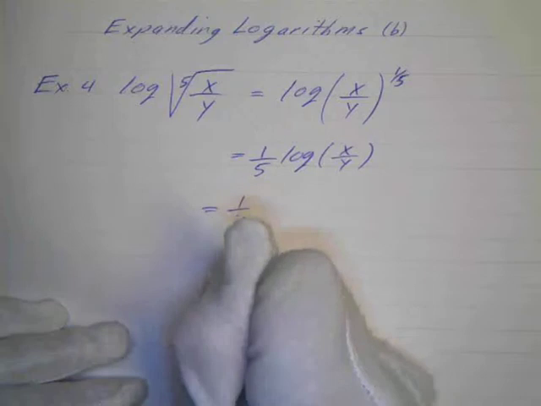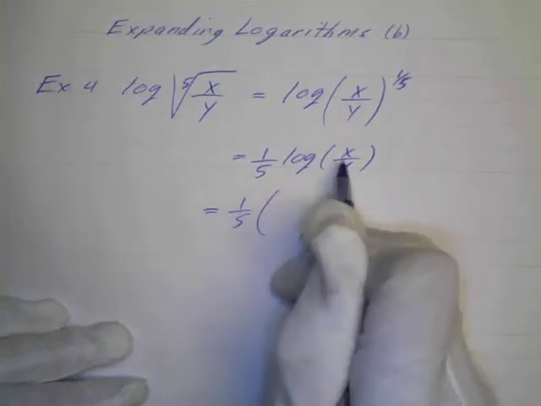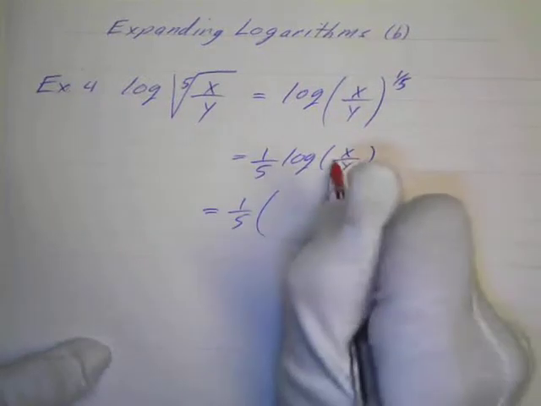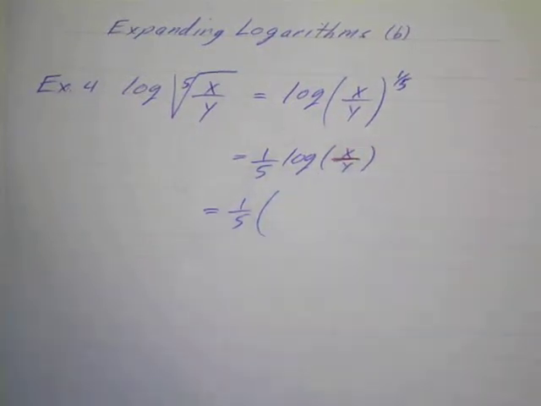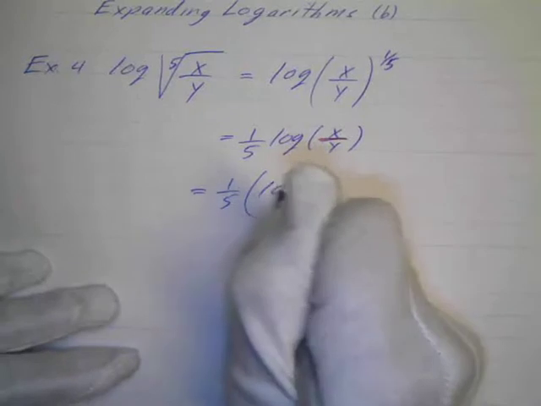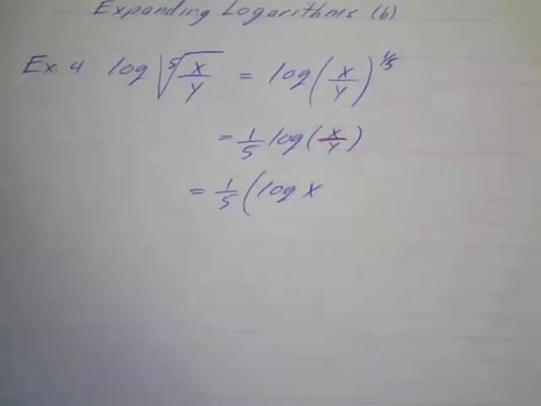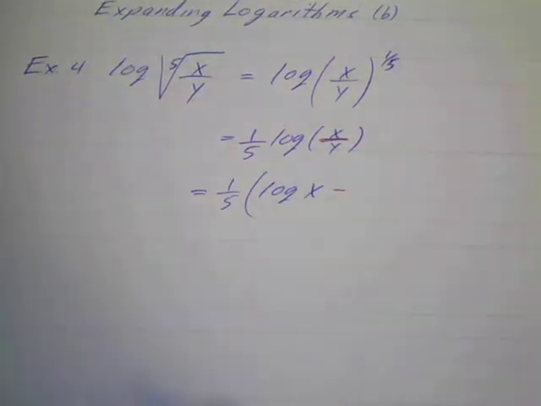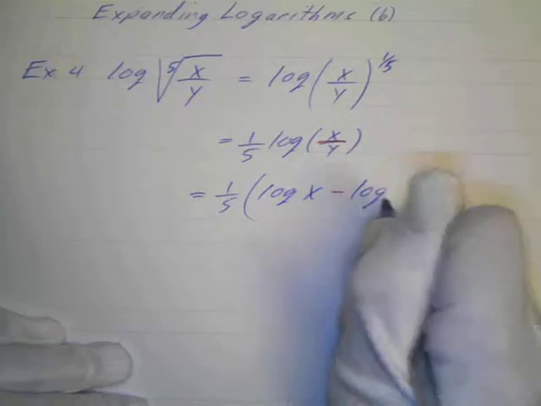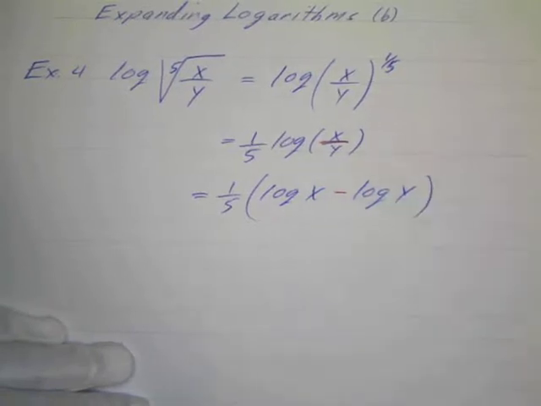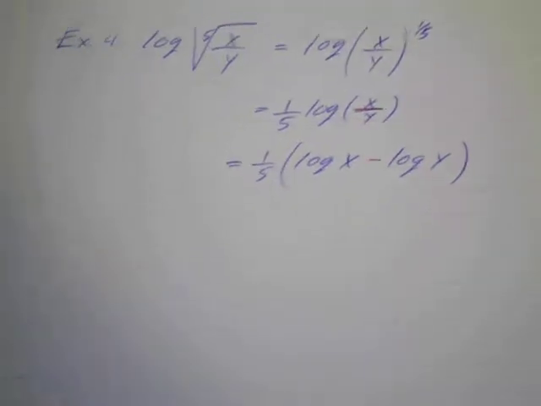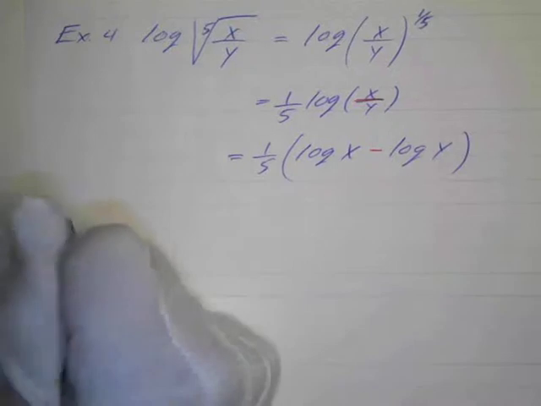So I write 1/5 and parentheses, and then I've got the log of a quotient is the difference of the logs. So it's going to be the log of x, and we're going to change that to minus the log of y. And you can distribute that out if you want, or leave it like that. 1/5 this, 1/5 that. Okay, so we've got that expanded pretty good. Let's try another example.